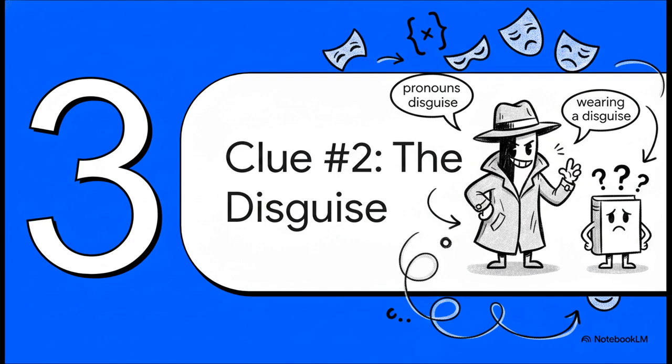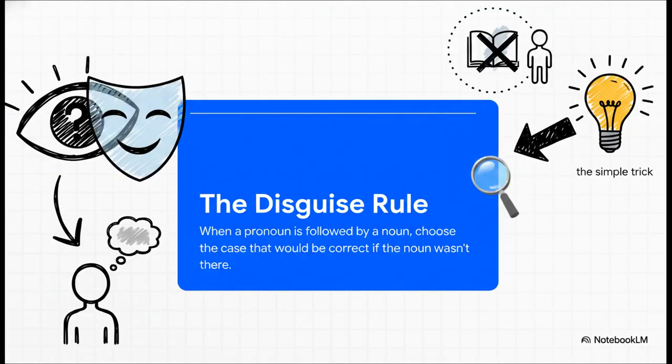This one is all about pronouns that are wearing a disguise. This happens when a pronoun is immediately followed by a noun, and it can totally trick our ears into picking the wrong one. But there is a super simple trick to see right through it. The rule is to mentally remove the disguise. That's the noun that comes right after the pronoun. The second you get rid of it, the correct choice just becomes crystal clear.